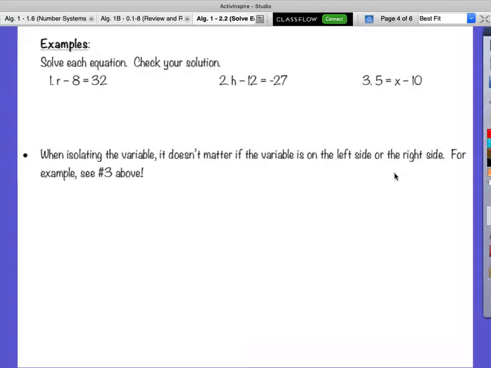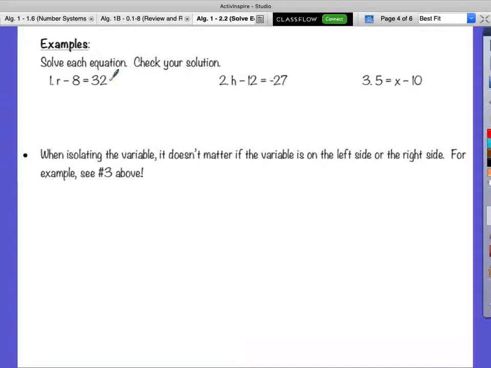Okay, solve each equation, check your solution. R minus 8 equals 32. What's our variable here? R. What's happening with R?